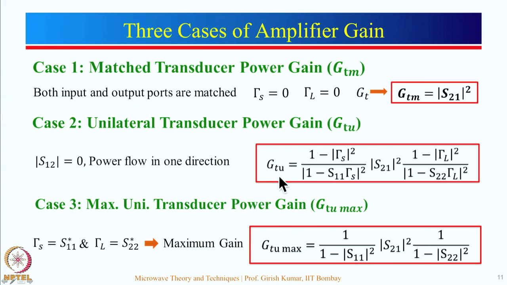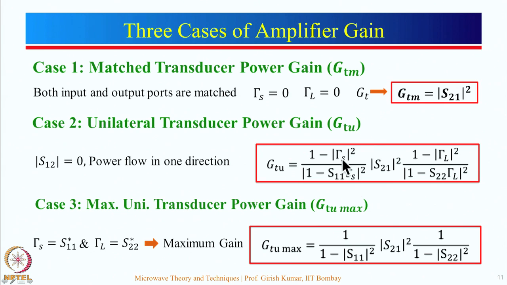Now, from GTU we can find out what is the maximum unilateral transducer power gain, which is defined by GTU max, and this situation will happen when gamma S is equal to S11 conjugate. Please remember here, gamma S should have been gamma in conjugate, but gamma in is now equal to S11. Gamma L should be equal to gamma out conjugate, but because S12 is equal to 0, gamma out is equal to S22, hence gamma L is S22 conjugate. Now, we substitute this value over here. So, then this expression simplifies to this particular expression here.